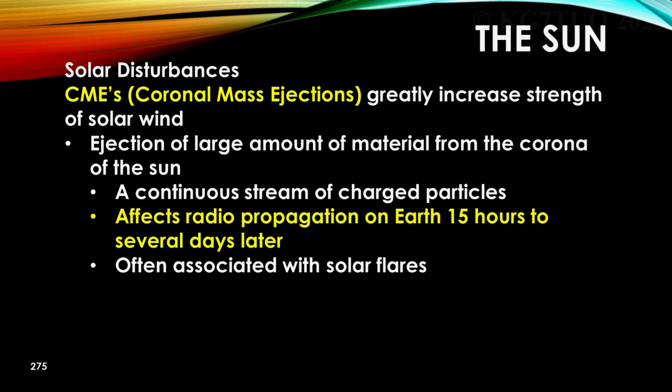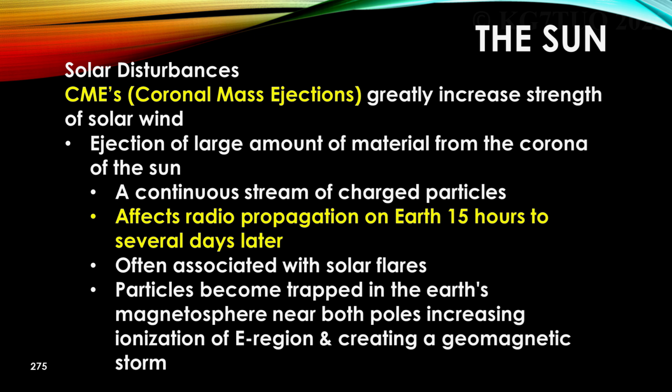So the CMEs are often associated with solar flares. Particles become trapped in the Earth's magnetosphere. So yeah, the coronal mass ejection takes a lot longer to get to Earth than the flare. The flare is going to happen in 8 minutes. A coronal mass ejection might take days to get here, depending on the ionized particles.